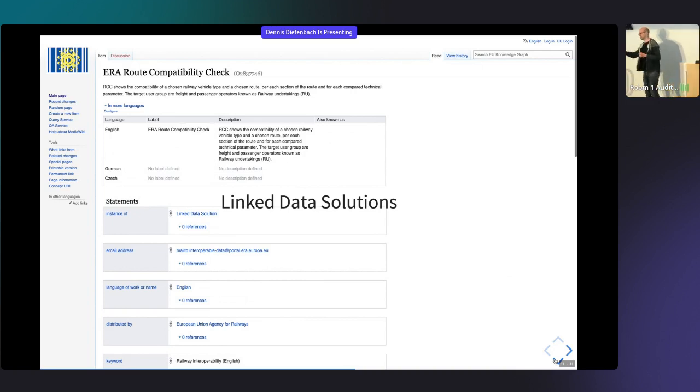And so if you have a linked data solution and you would like to increase its awareness inside the European Commission, you can basically add your linked data solution to this graph and be part of the catalog.